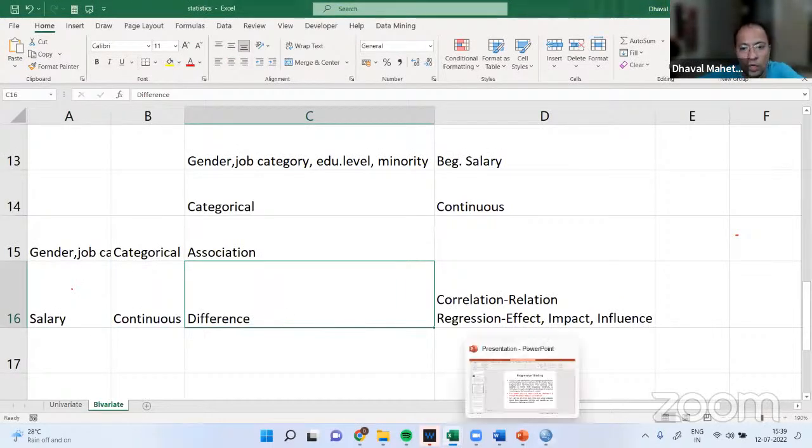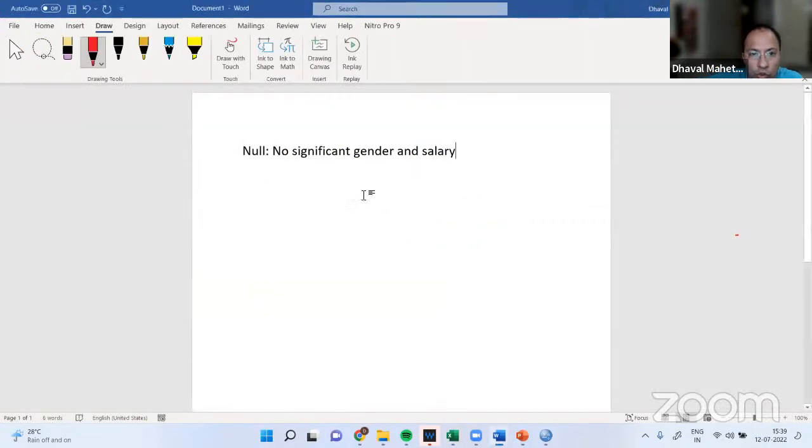Okay, I have to use the word difference. So there is no significant difference in salary. Don't write there is no significant difference in gender and salary. No, you cannot write that way. There is no significant difference in salary of male and female. You can write that way. This is one method.